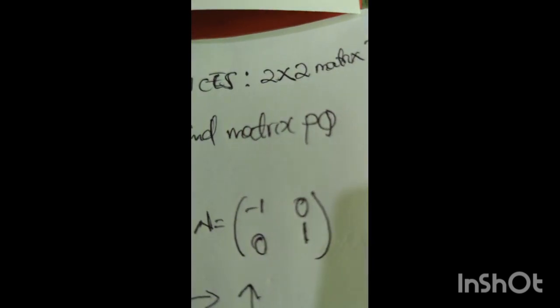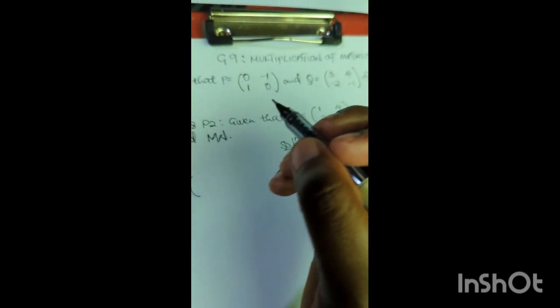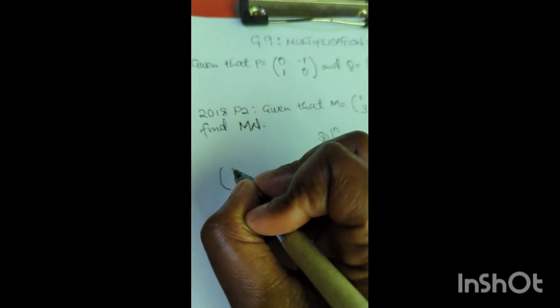Please pay attention. If they say find MN, meaning you first write matrix M and then matrix N, then you start multiplying. If you write N then M, the answer will be wrong. Same as find matrix PQ. You first write P and then Q. You write them in the order they've been given. So since we're finding PQ, I'll write P first.